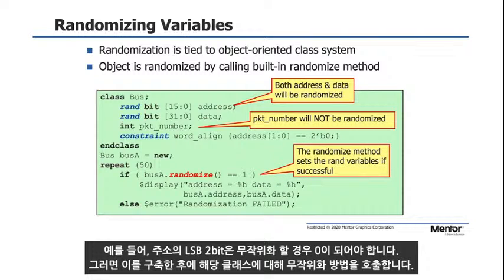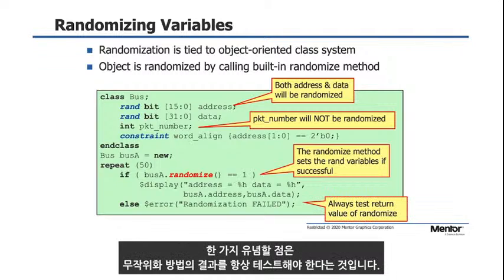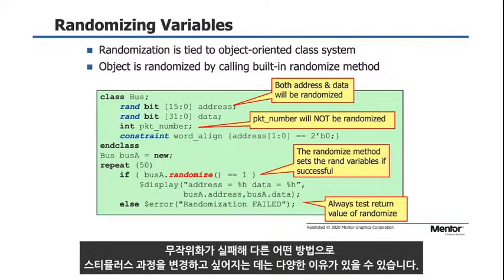Then we call the randomize method on this class after constructing it. The randomize method will return true if it found a solution, and it returns false if it doesn't find a solution. So one thing to remember is that you should always test the result of the randomize method. There may be a variety of reasons why you might want to change your course of stimulus based on the randomization not succeeding.